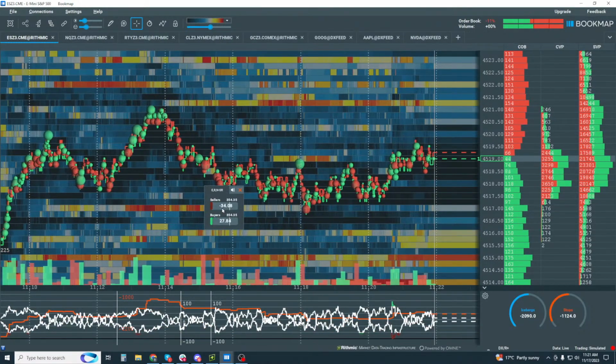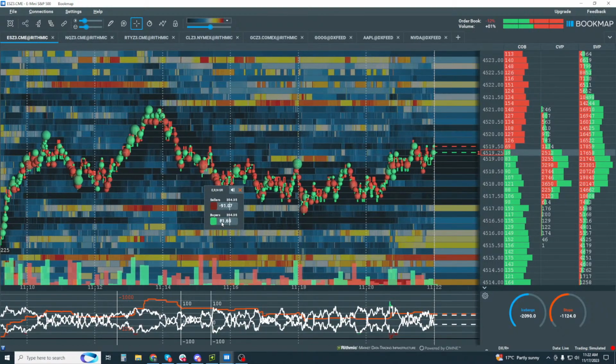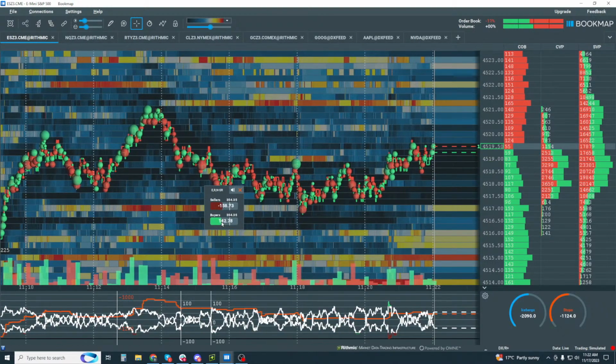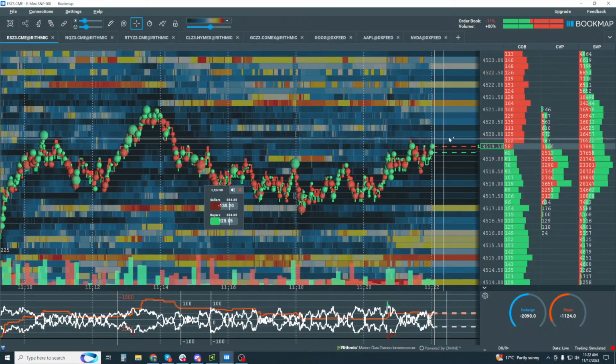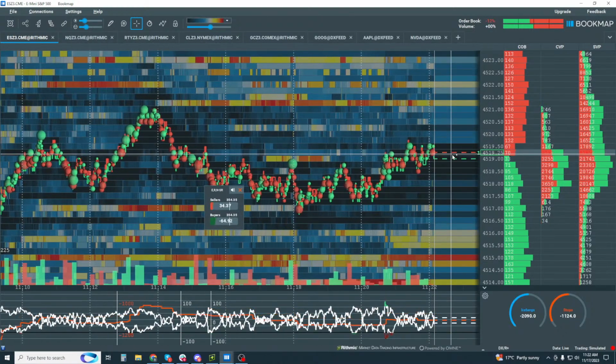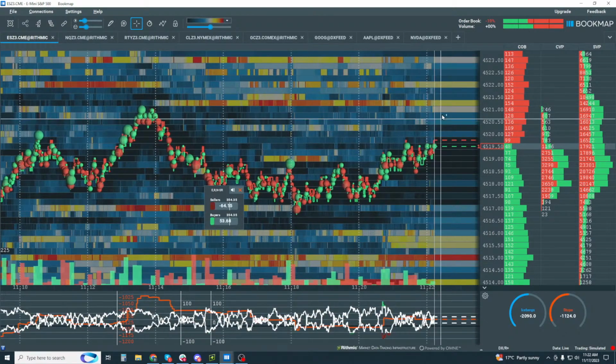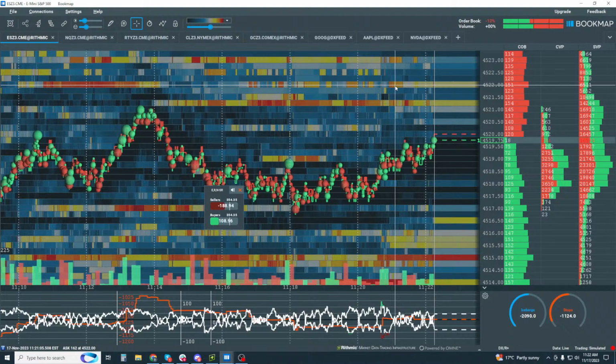There they go. They're pulling on the bid here with our market pulse, adding a little bit more, pulling on the offer, adding on the bid, getting our buyers in here. Yeah, let's see it right up into this 21 level here.